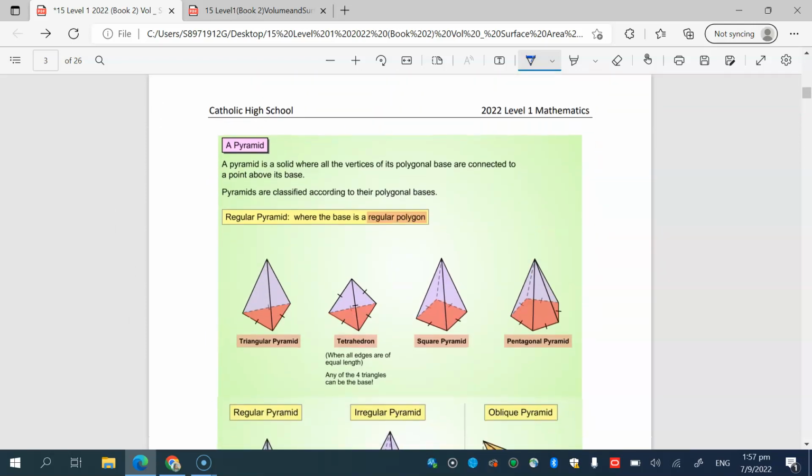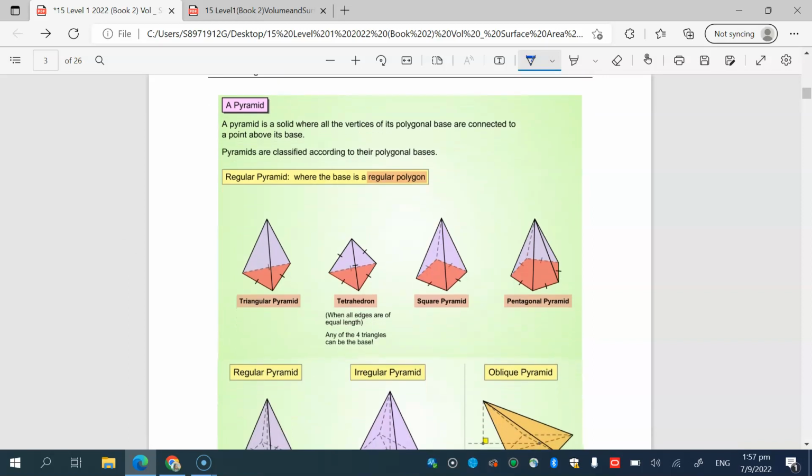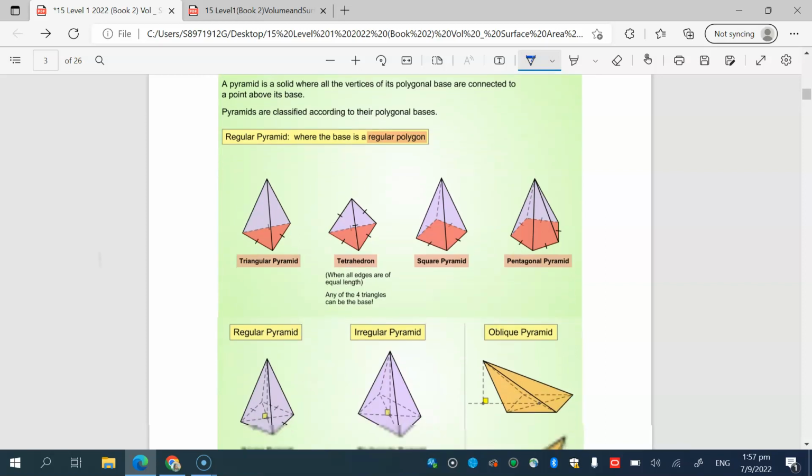So over here, we've already defined what's a pyramid. And then a regular pyramid is where the base is a regular polygon. Regular polygon means all the sides are the same, all the angles are the same. Okay, so for example, you can have a triangular pyramid. A tetrahedron is when all the edges are of equal length. Square pyramid is when your base is a square. Pentagonal pyramid is when your base is a pentagon.